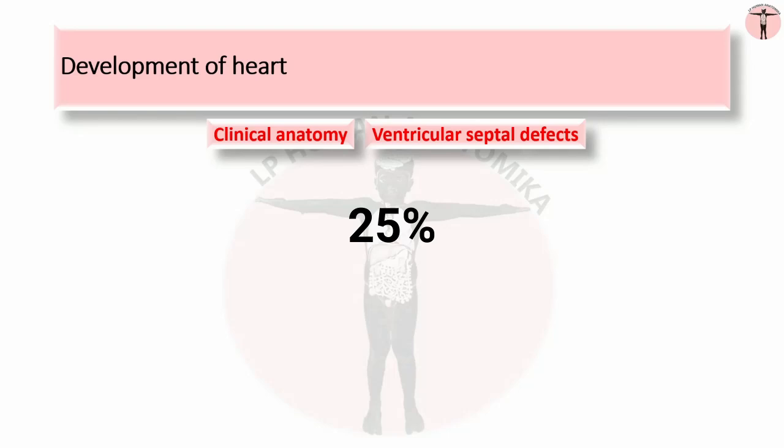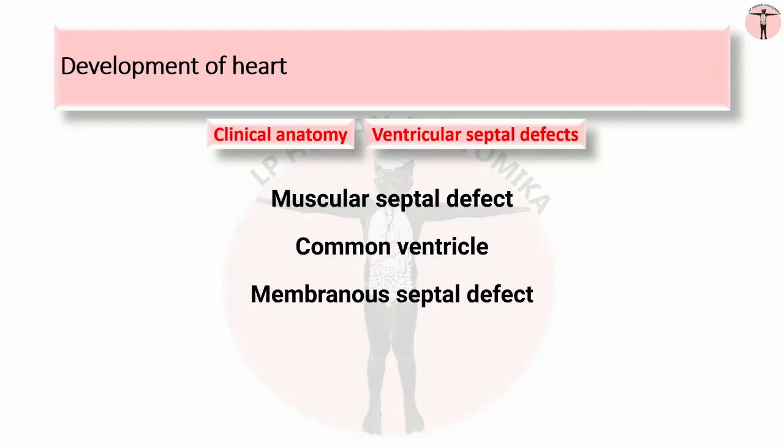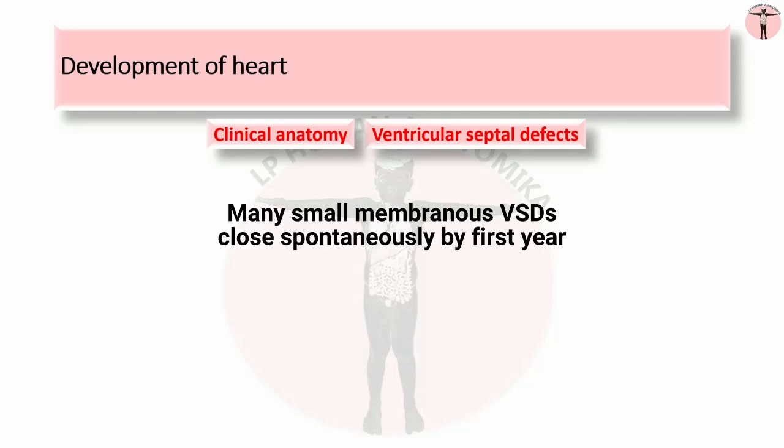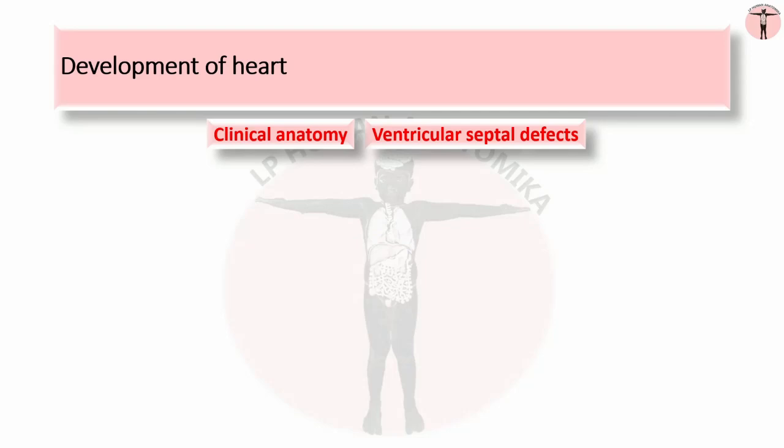Ventricular septal defects are the most common type of congenital heart defects, accounting for approximately 25% of cases. Ventricular septal defects occur more frequently in males than females. The most commonly seen are muscular ventricular septal defect, common ventricle, and membranous ventricular septal defects. Most involve the membranous part, and many small VSDs close spontaneously during the first year of life.